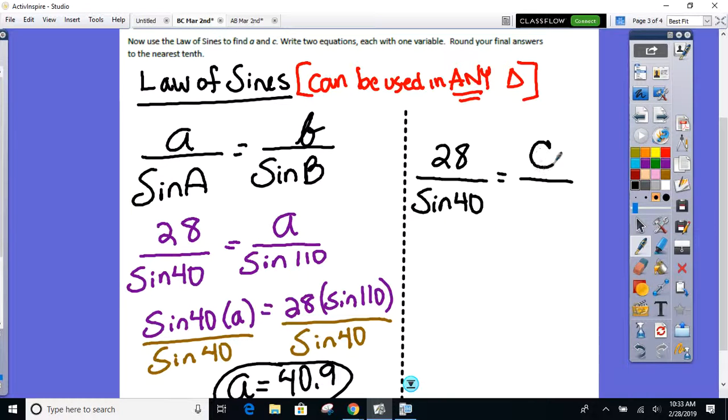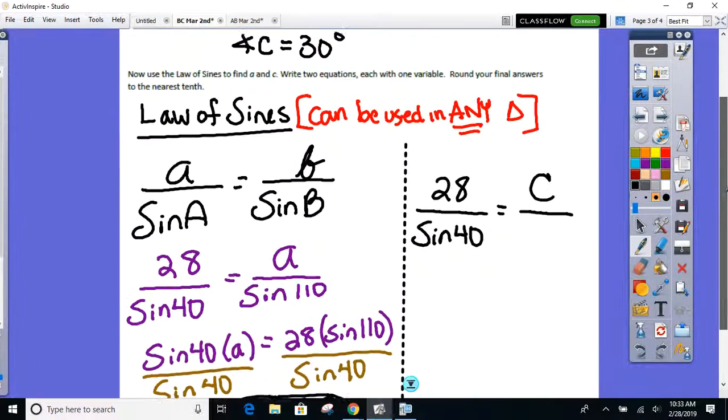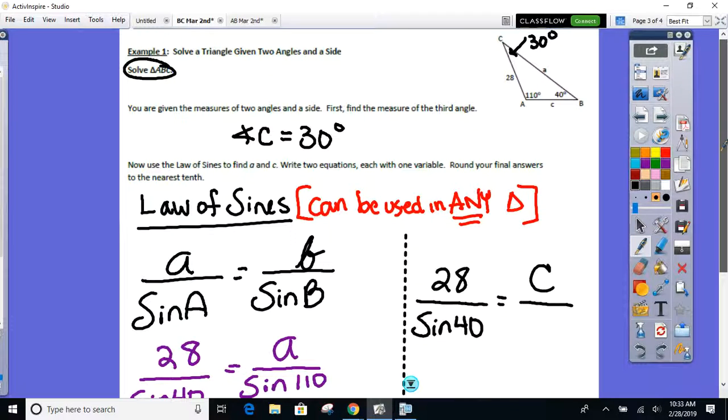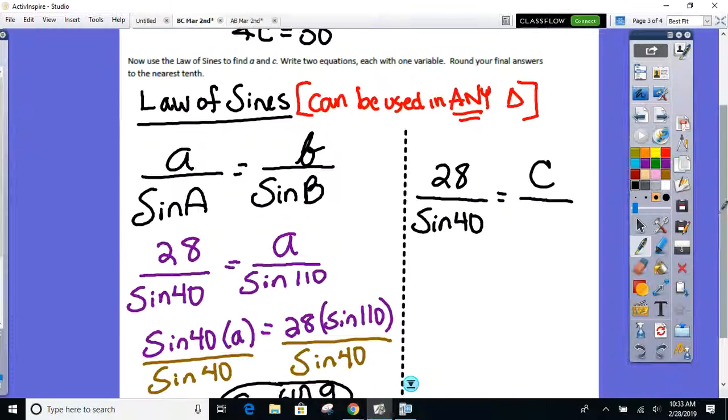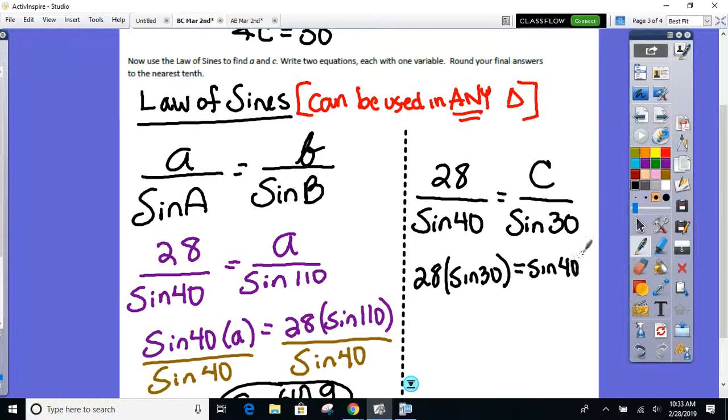But now I'm going to do C over, what's the angle across from angle C? What's the side C? What's the angle there? 30 we just found, so I'm going to put sine of 30. And the only mistake I see with kids using law of sines is they forget the word sine there. All right, don't just put the degree measure, it's the sine of the degree. We cross multiply. 28 times sine 30 equals sine 40 times C. Hopefully you guys are dividing both sides by sine of 40.